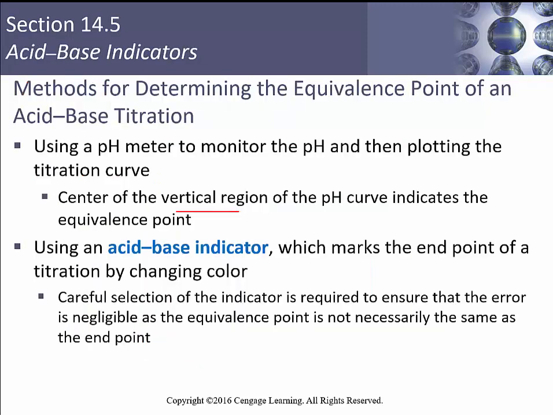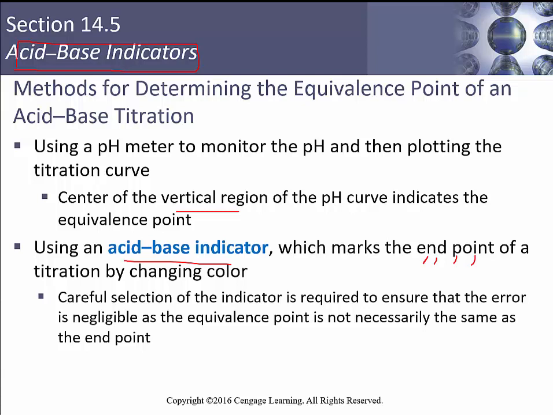Or we could use an acid-base indicator, which marks the end point of a titration by changing color. This is section 14.5, where we're going to look at these indicators. That's how you're practically going to do a lot of these things, because adding an indicator is easy, it's quick, it's fairly reliable if you pick a good acid-base indicator for your reaction. And that endpoint and the equivalence point are going to be pretty close.